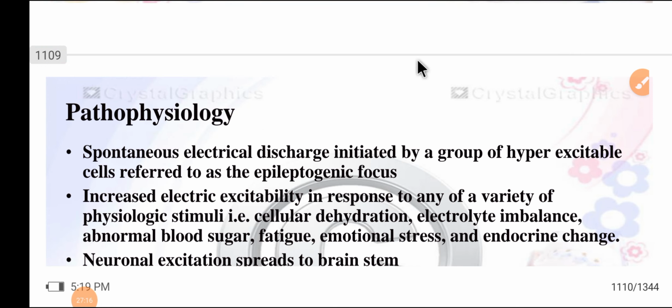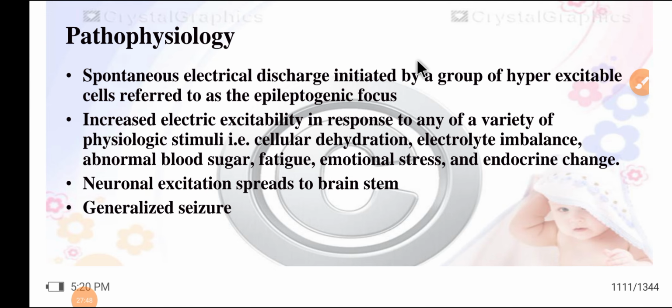Pathophysiology: spontaneous electrical discharge initiated by a group of hyperexcitable cells referred to as epileptogenic focus, increased electric excitability in response to any of a variety of physiologic stimuli, cellular dehydration, electrolyte imbalance, abnormal blood sugar, fatigue, emotional stress, and endocrine change. Neuronal excitation spreads to brain stem. Generalized seizure.